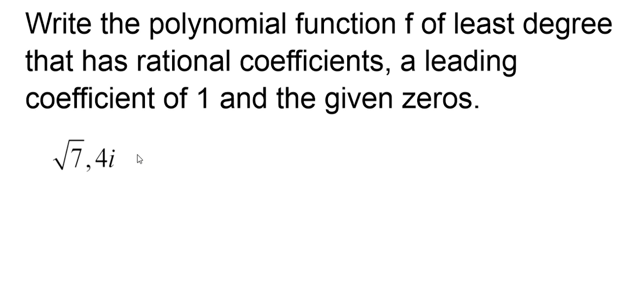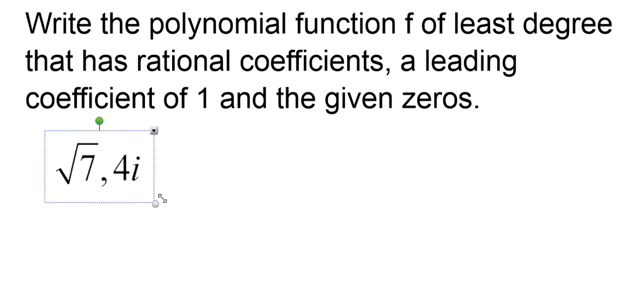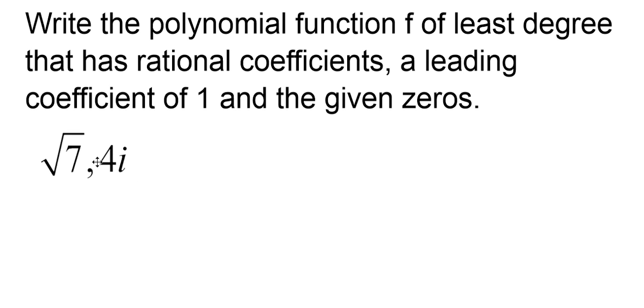All right, I'm going to do a tutorial on how to write a polynomial function f of least degree that has a rational coefficient and a leading coefficient of 1, with the given zeros. The given zeros we have right here are the square root of 7 and 4i.